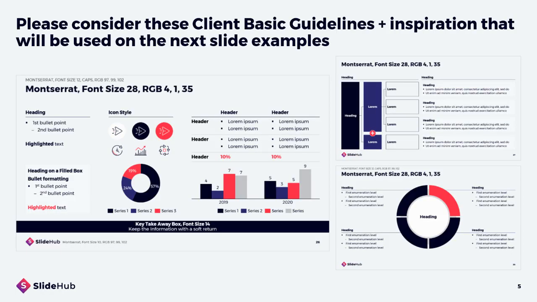Now let's consider the SlideHub company guidelines for the examples that we will see on the following slides. You can see the style is very clean. It uses lines for the headings, but it can also use box style for the secondary headings. It has the blue colors as the main colors, the pink as a highlight, and it uses line style for the icons. You can see the overall style of the slides is very clean.